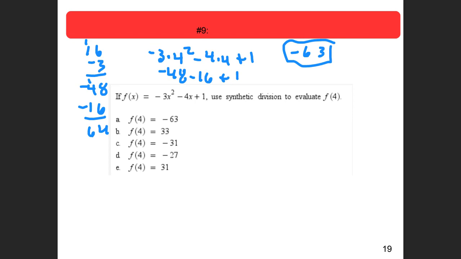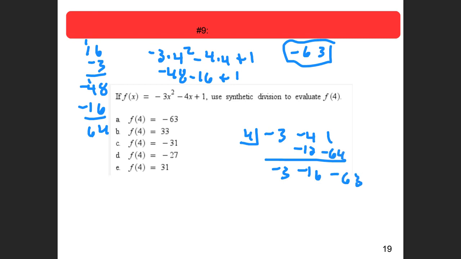Now let's use synthetic division. So I get -3, -4, 1. I'm plugging in 4. Bring down the -3. 4 times -3 is -12. That gives me -16. 4 times -16 is -64. 1 plus negative 64 is negative 63. That is my solution when I evaluate. So negative 63 is our solution.